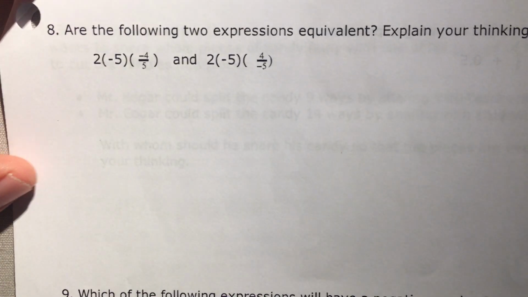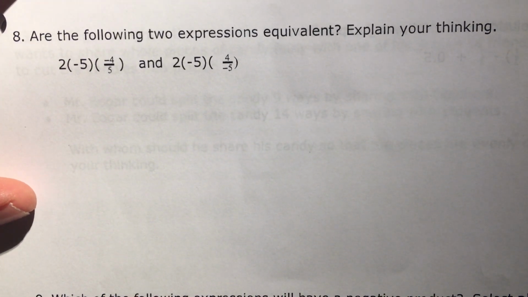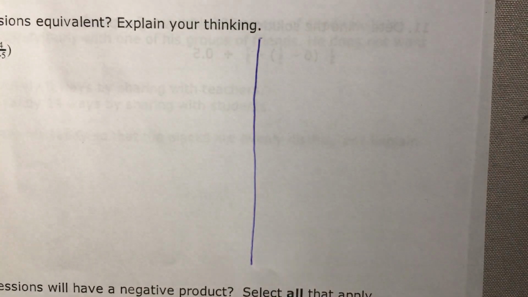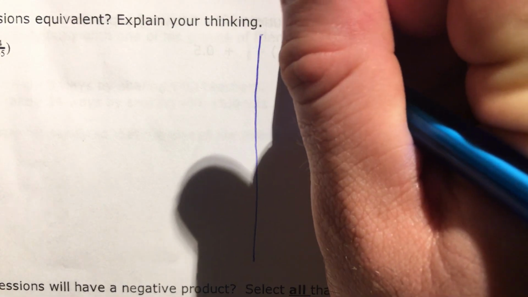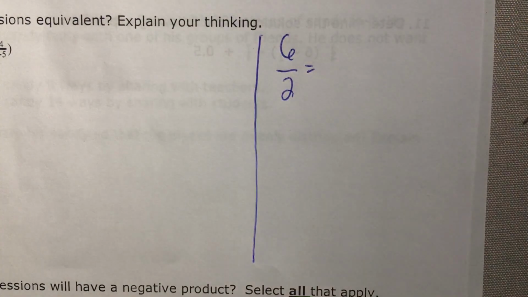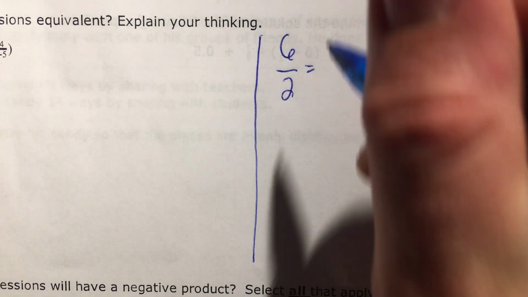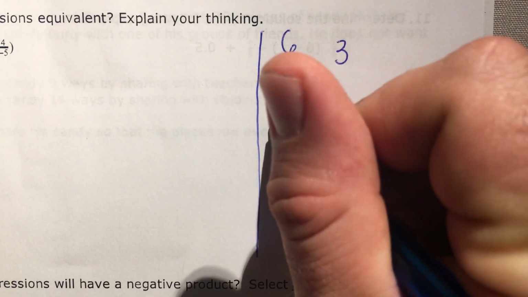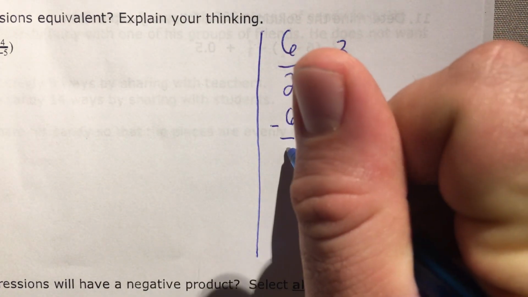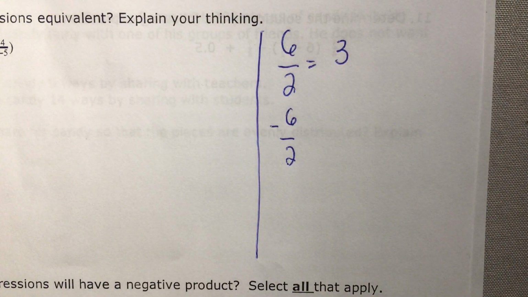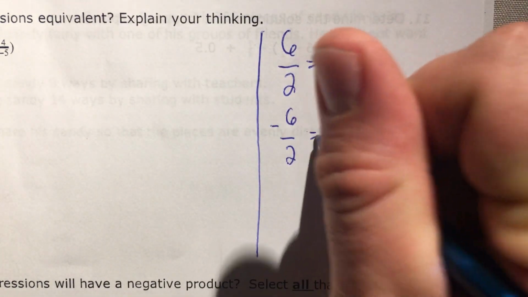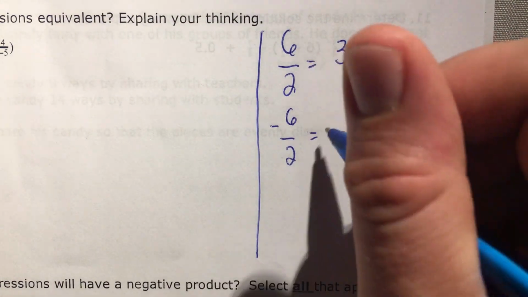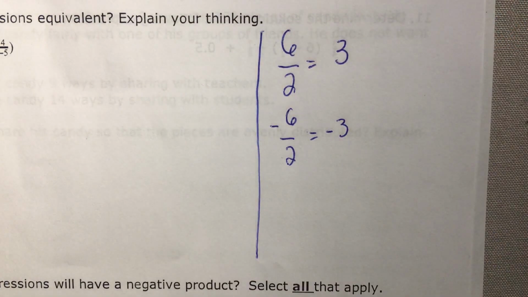Let's move on to number 8. And before we even get to solving number 8, I want to take you over here for a quick second, and I want to discuss what 6 divided by 2 would equal. 6 divided by 2 would equal 3. My next question to you would be negative 6 divided by 2. So if I have a negative 6 and I divide it by 2, remember a negative divided by a positive 2 is always a negative, so it would be a negative 3.